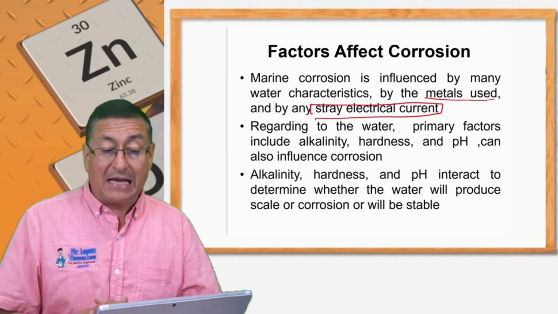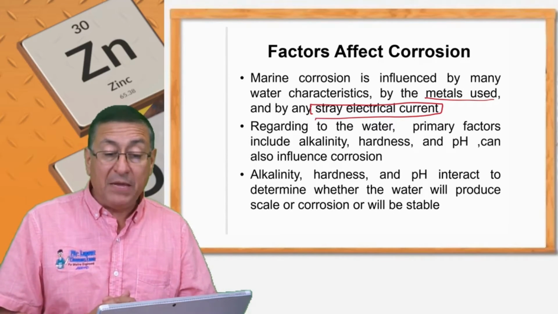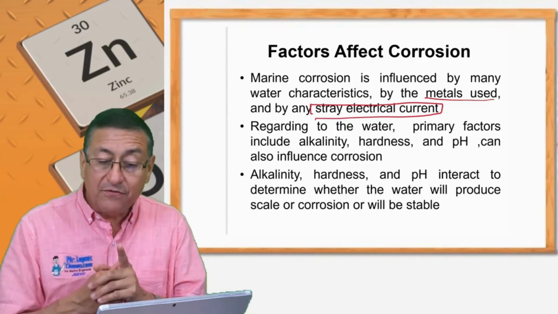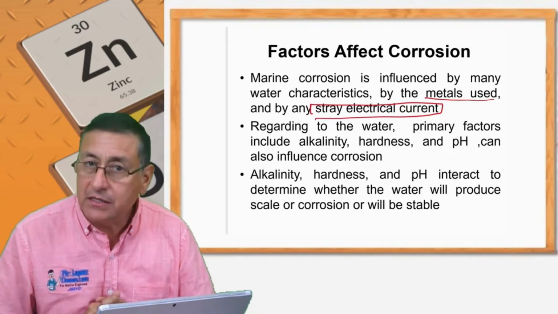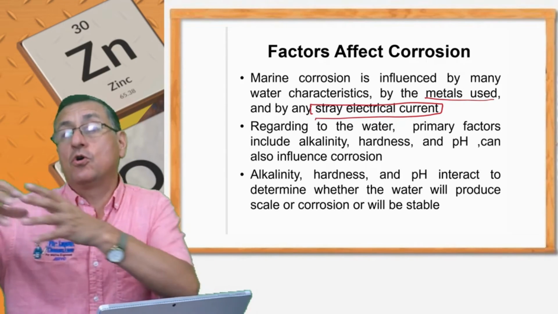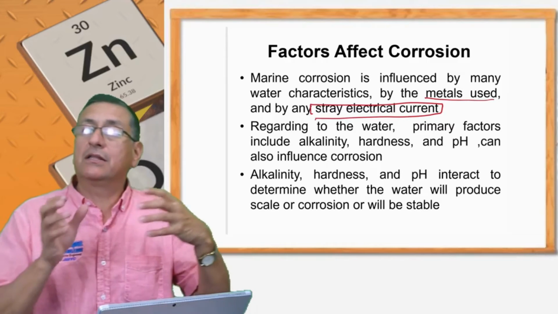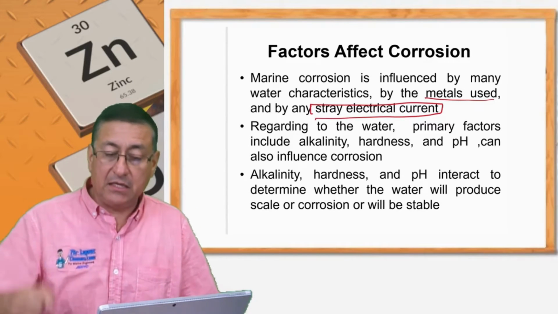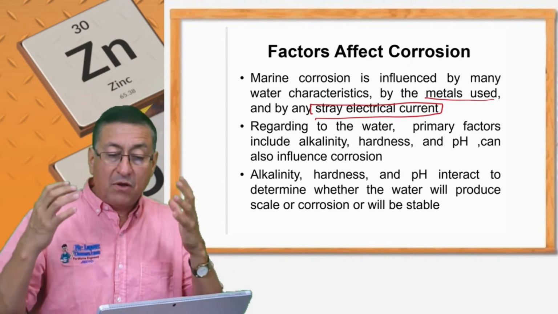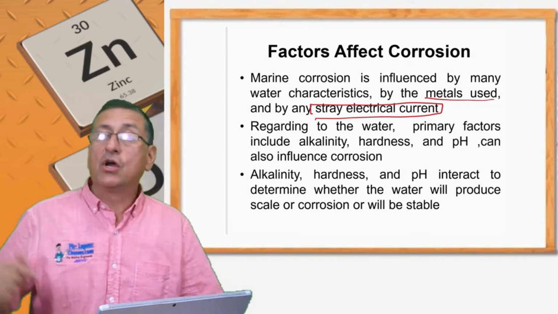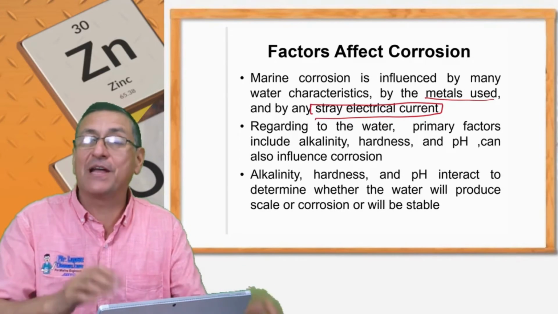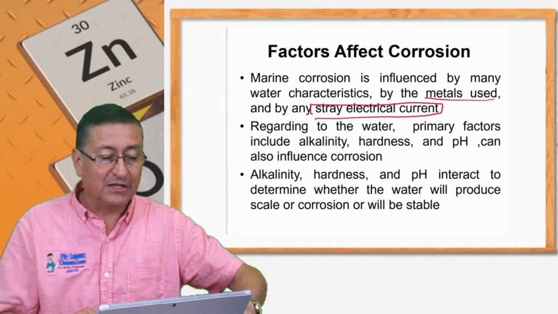primary factors like the alkalinity, the hardness, and the pH affect the corrosion. Yes, for that reason, salt water is more prone to accelerate corrosion than fresh water. Alkalinity, hardness, and pH interact to determine if the water produces scale or corrosion. Nice. That's true. And right now we are going to talk about those factors.